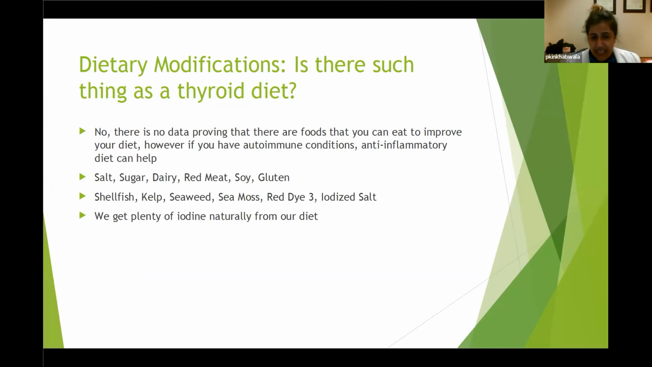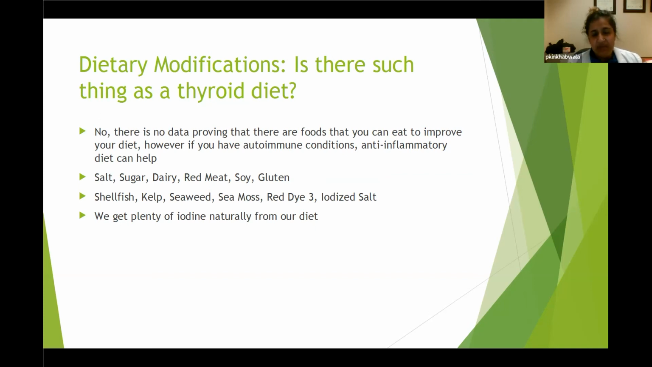However, there is data showing that certain foods will increase inflammation in your body, and if you avoid or limit your intake of those foods, specifically if you do have an autoimmune thyroid condition, it can help thyroid hormone production. So by decreasing your intake of foods that are pro-inflammatory, you can decrease antibody activity and help with your thyroid hormone production or help with your thyroid disorder.